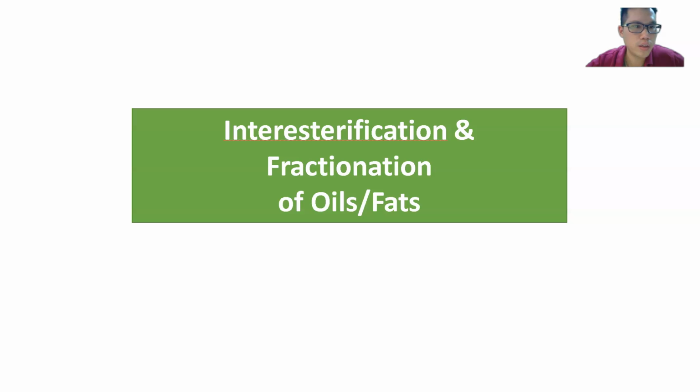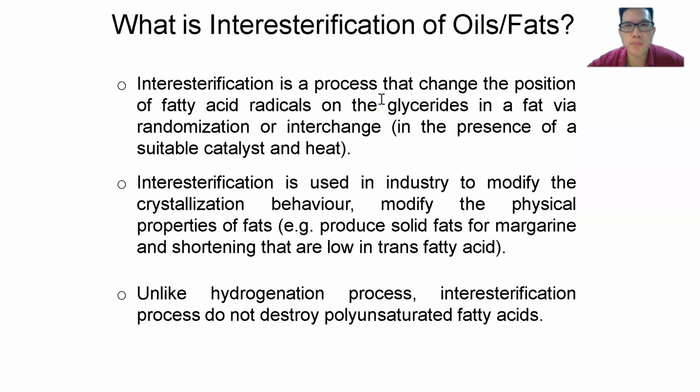Okay, let's look at what interesterification is here. Interesterification is a process that changes the position of the fatty acid radicals on the glycerides in the fats through randomization or interchange. Interesterification is used in order to modify the crystallization behavior and physical properties, and to produce solid fats for margarine and shortening that are low in trans fatty acid.